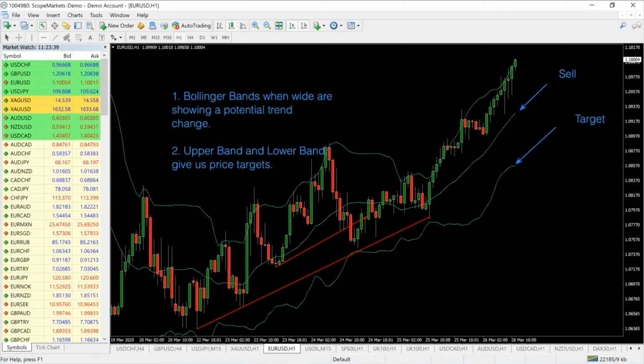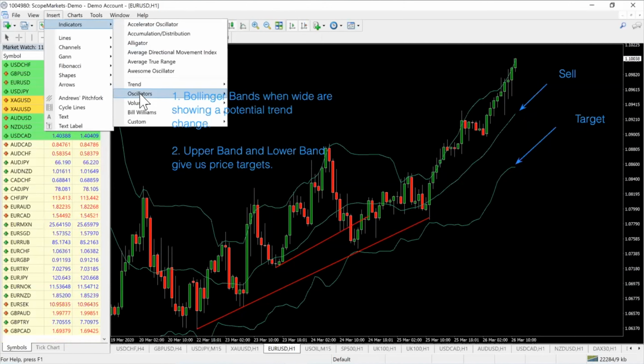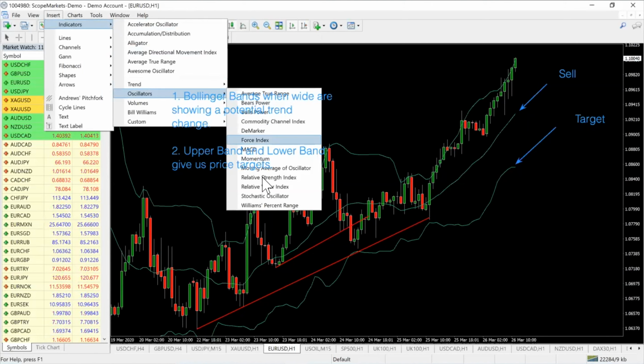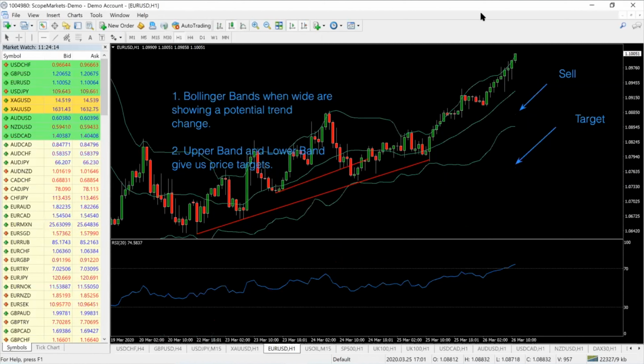But what we also say is, okay, well, let me add another form of technical analysis. Let me put something in here which is going to confirm that to me. So I go insert, I go indicators, and I want an oscillator. And I want a relative strength index. And then we put that in. Let me just delete these. Where's the drawing tool gone? Undo, undo, undo. Okay.